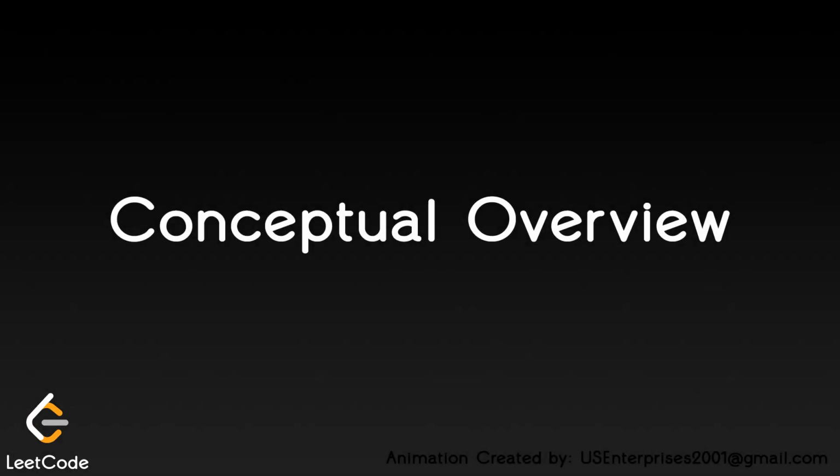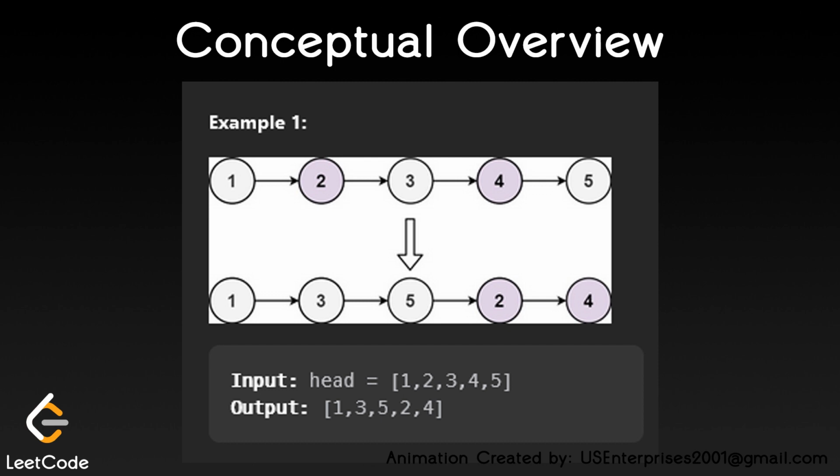Conceptual overview. Okay, let's take a look at the conceptual overview. Here we see in example 1, we are given a singly linked list. Represented in this image is a series of circles representing the nodes of our list. The arrows represent pointers to the next node in the list. Now this large white arrow in the middle represents the processing of your code. Then the second row of circles represents the output of your code.